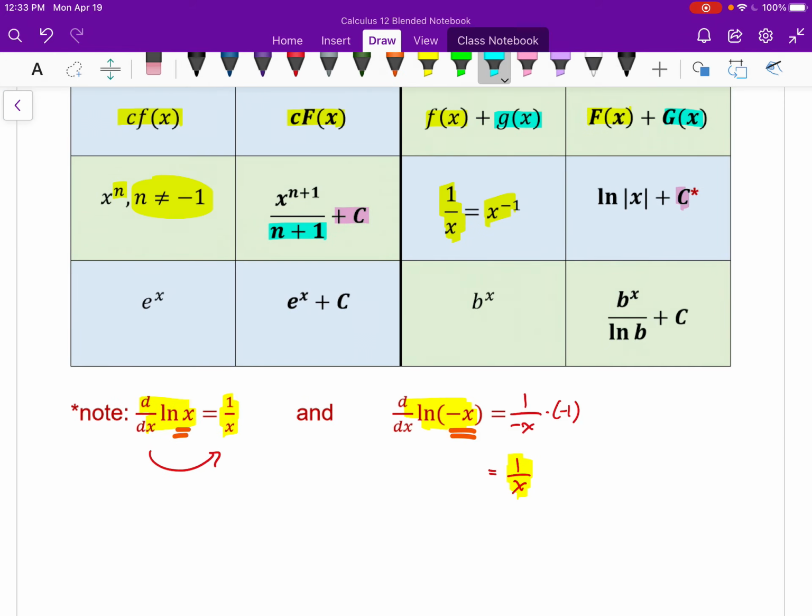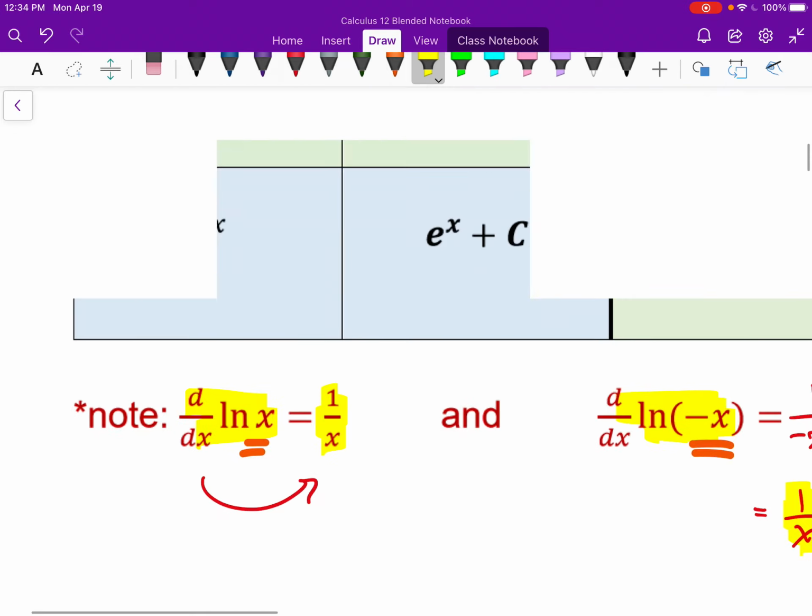So the ln of the absolute value of x takes that into account, essentially saying it doesn't matter whether your input is -x or x. The derivative will be the same. And so therefore the antiderivative, those absolute values cover both those cases. If we ignore negatives, though, then you can ignore that absolute value there. But essentially, the antiderivative of 1 over x is the ln of x plus some constant.